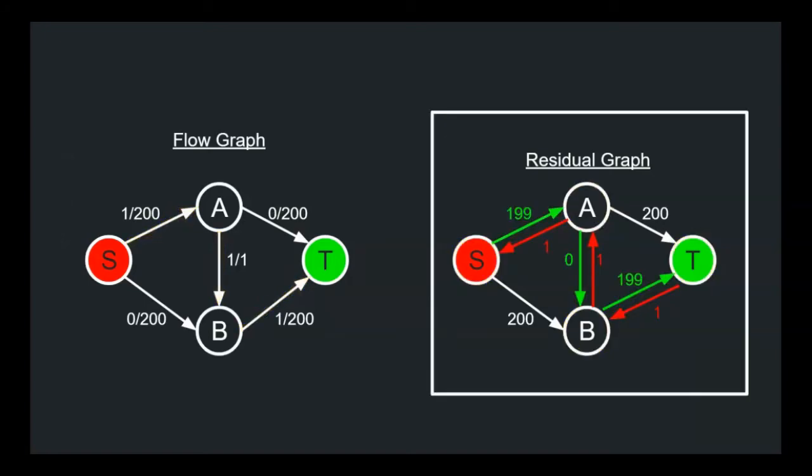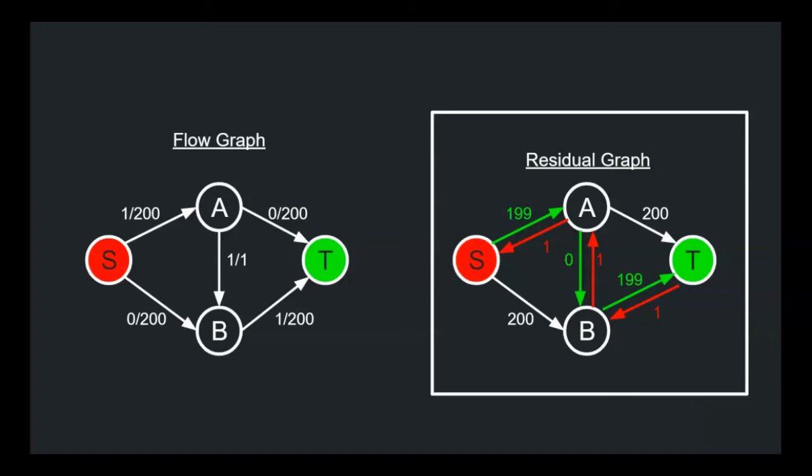Then update the residual graph and add the forward and backward edges. Again, the green arrows are the forward edges, which show how much more water can be pushed through the edge. Red arrows show how much more can be taken back. Well, let's continue and look at the residual graph.